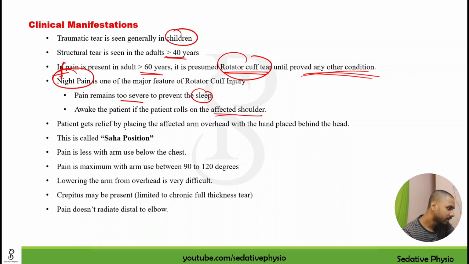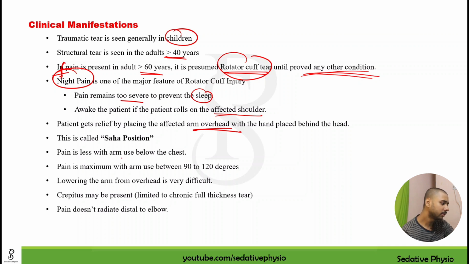Now the patient gets relief by placing the affected arm overhead with the hand placed behind the head, something like this. In this position the patient will feel relief. This is called the Saha position, right? Now there is a problem with this position. If the patient is in this position, then the patient will not be able to bring the arm back to normal easily. There will be a lot of pain when the patient comes back to the normal position from the overhead arm position. So this is the issue with this position.